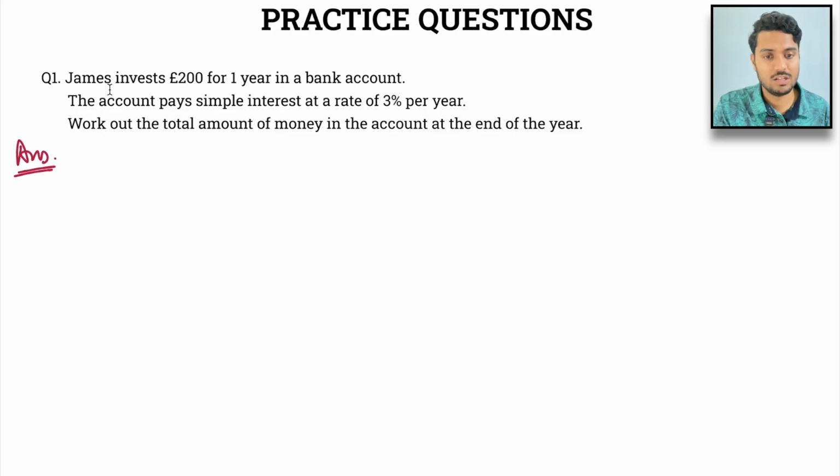Question number 1, it says James invests £200 for 1 year in the bank account. The amount pays simple interest at 3%. This much amount for 1 year for 3% per annum. Work out the total amount of money in the account at the end of the year. So we have to find the amount, but this is simple interest. So let's find the simple interest first.